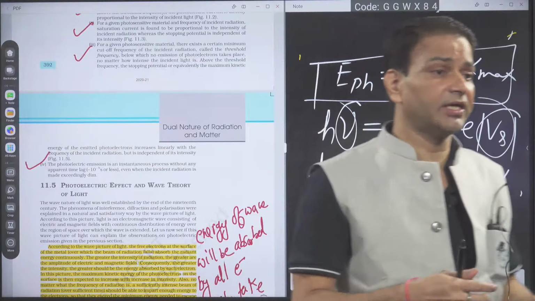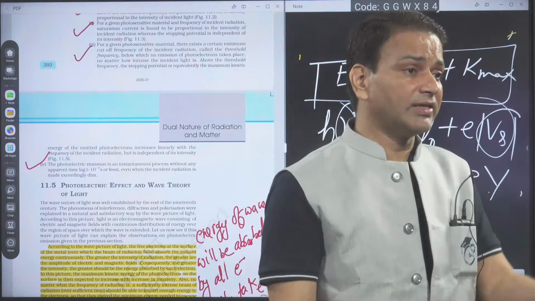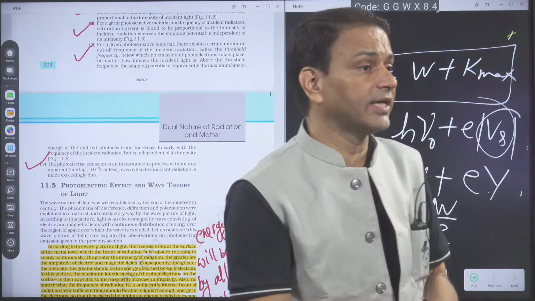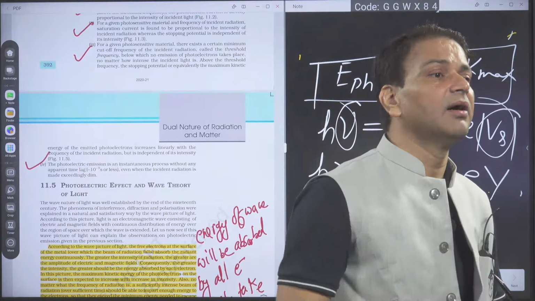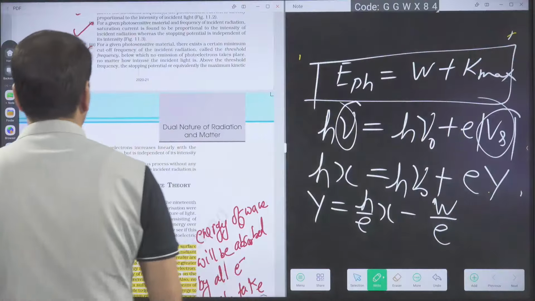If it were a wave nature, it would take some time to absorb sufficient energy, and then the electron would come out. But when the energy of the photon is sufficient, it comes out immediately. So due to this, we can say that this experiment verifies the particle nature. Okay. Second thing, one important thing is there.